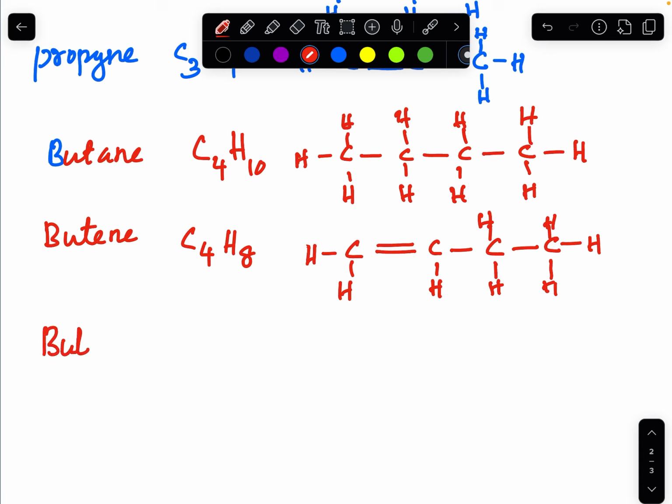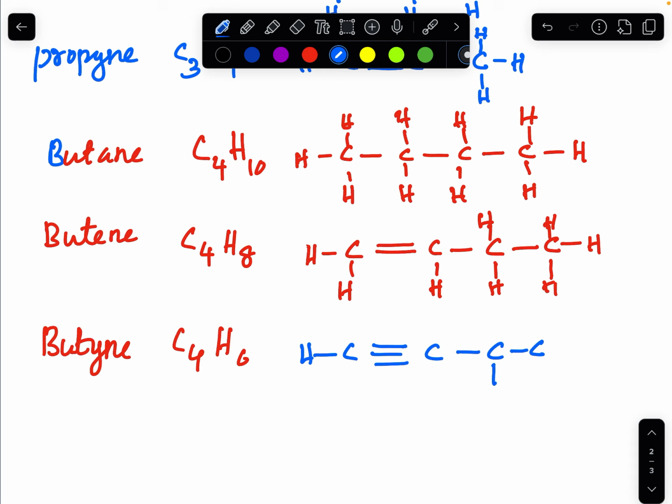Okay, then butyne is C4H6. That is 4 carbon again, and it is YNE, so I'm going to draw a triple bond. Then hydrogen, already 4 completed, 2 more, then 3 more. Okay, this is how you are drawing the bonds.